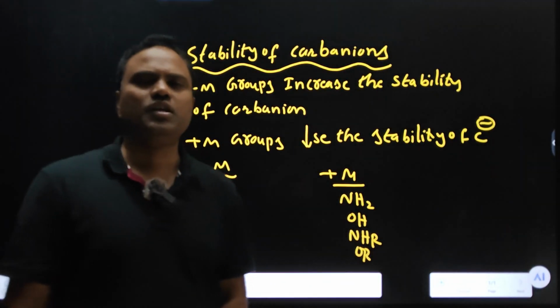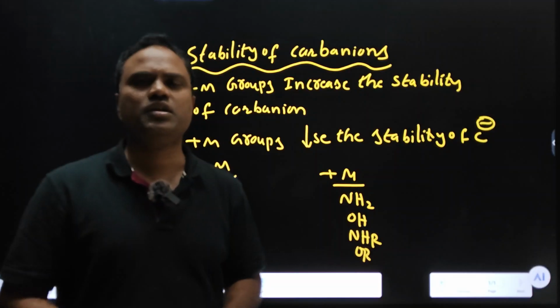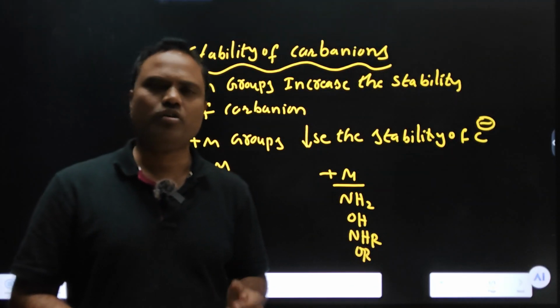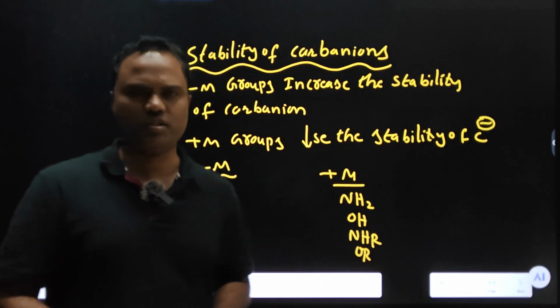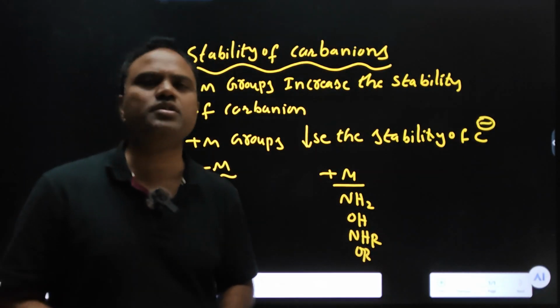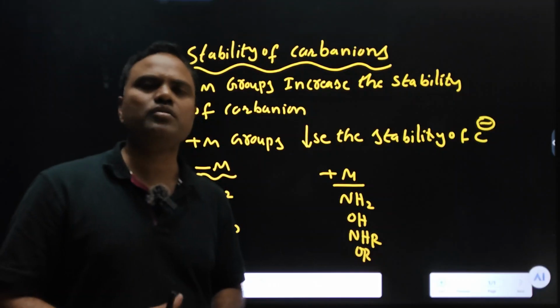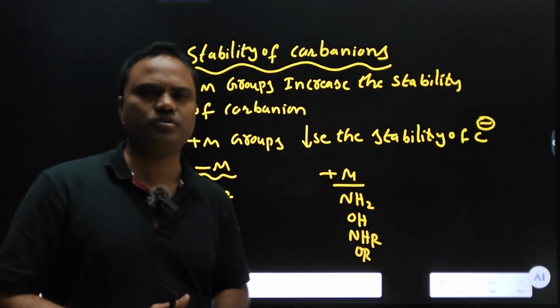Hello all. In the last class we completed stability of carbocations by using resonance effect. Now let us continue applications of resonance. Next application is stability of carbanions. What are carbanions?